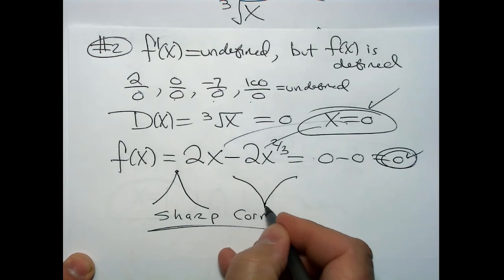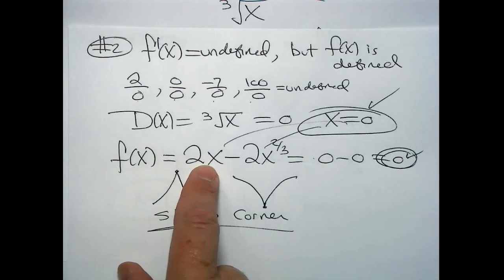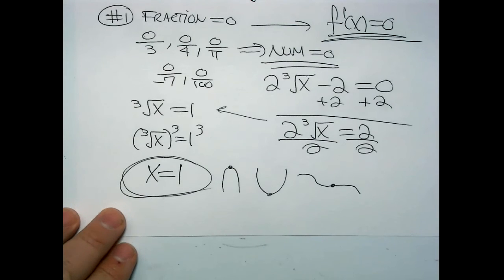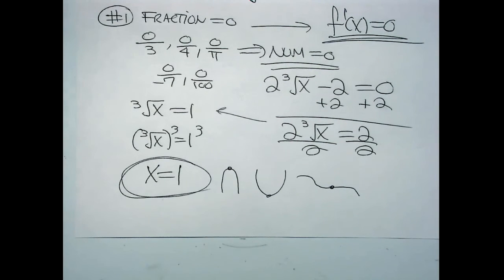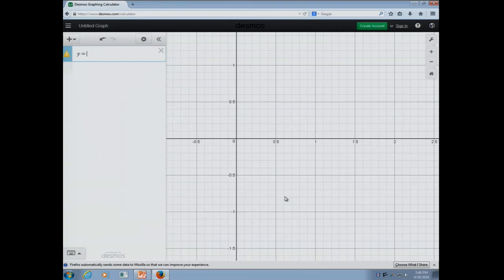The derivative does not exist at sharp corners, nor does it exist where the function itself is undefined. But the function is defined, so that must be a sharp corner. So let's take this function here, and let's see if we got what we expected to get. And that is a sharp corner at x equals 0 and a hill, valley, or flat spot at x equals 1. So let's plug that function into our graphing calculator. So the function is 2x minus 2x raised to the 2/3.